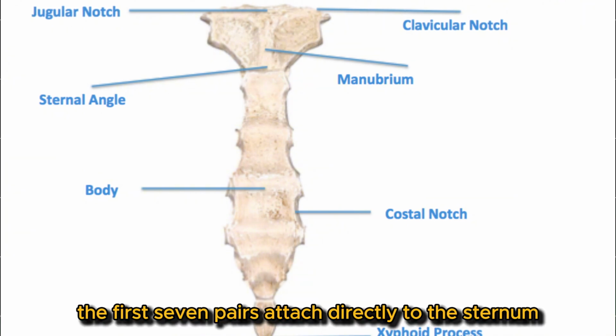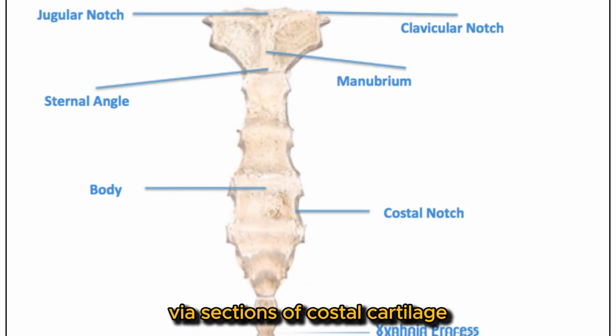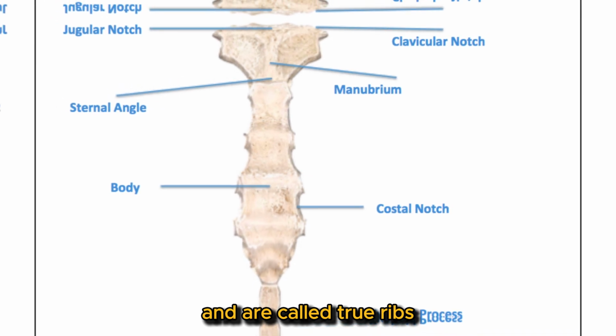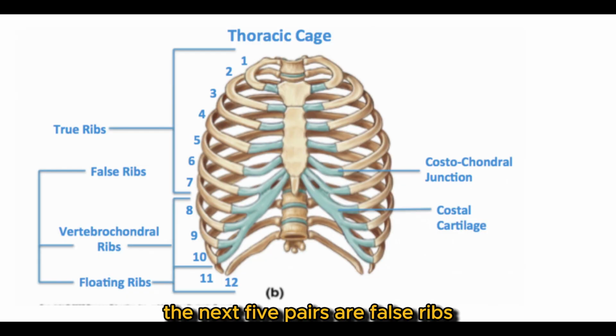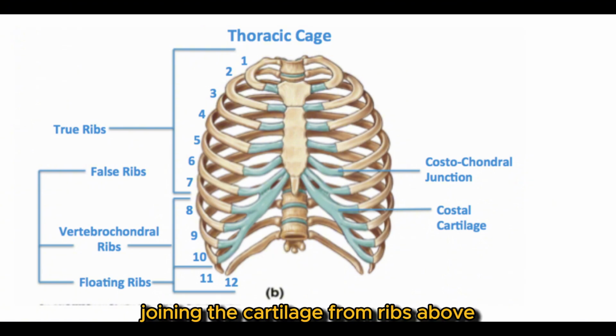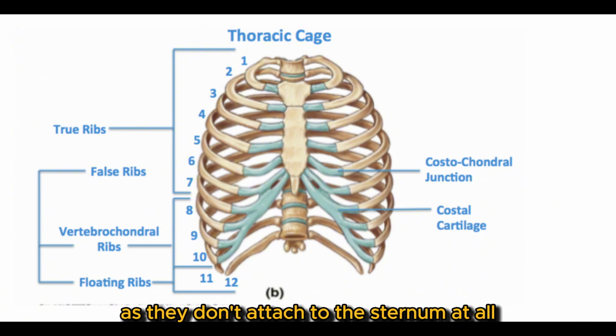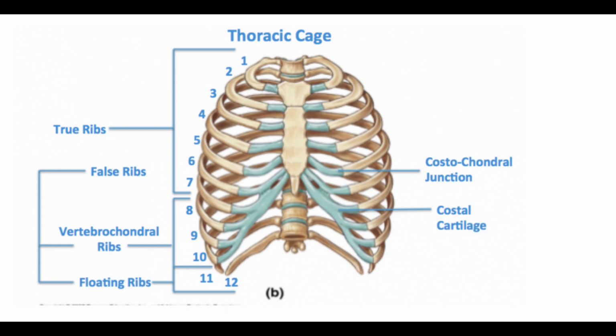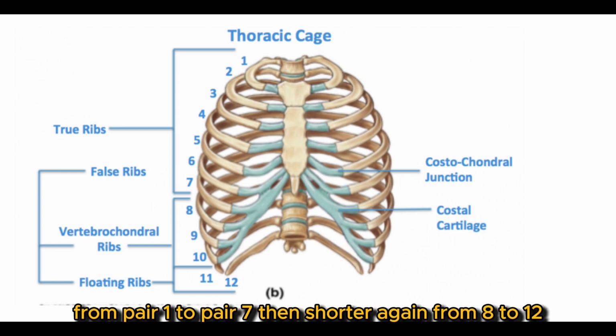The first 7 pairs attach directly to the sternum via sections of costal cartilage and are called true ribs. The next 5 pairs are false ribs, 3 attach indirectly to the sternum with costal cartilage joining the cartilage from ribs above, and the last 2 are floating ribs, as they don't attach to the sternum at all. Ribs are flat bones that get longer from pair 1 to pair 7, then shorter again from 8 to 12.